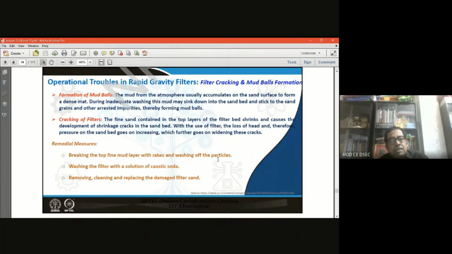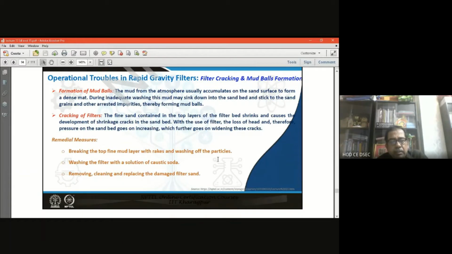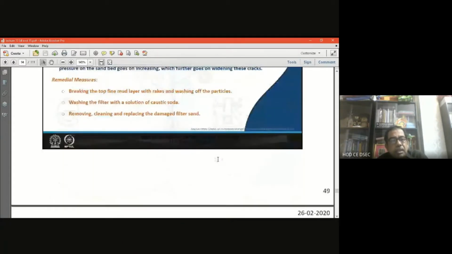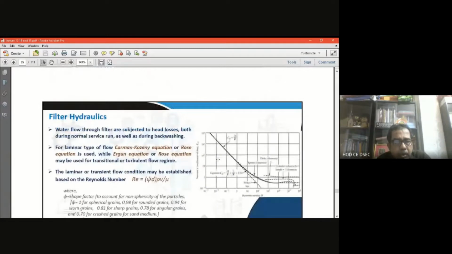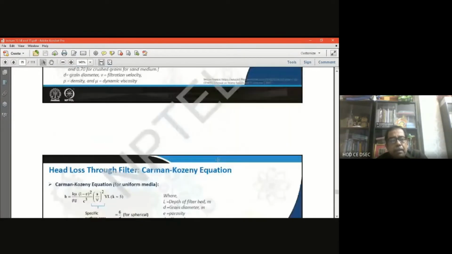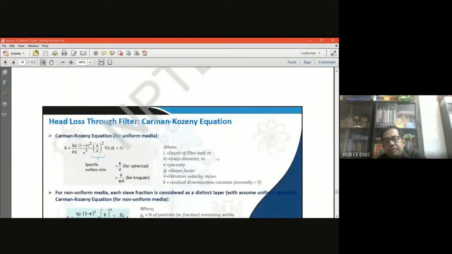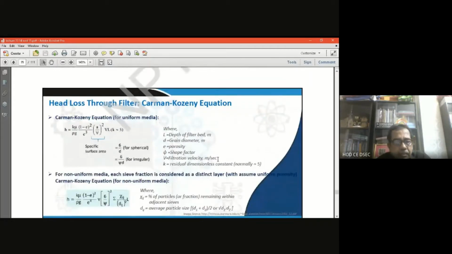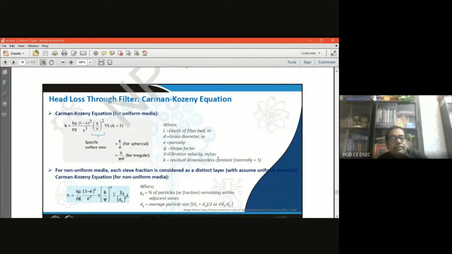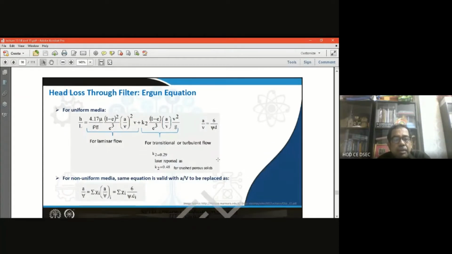So these are the operation troubles I have discussed in the rapid sand filter, and how to get the remedy. What are the remedies to get rid of these troubles? That also I have discussed. Mostly the importance of backwash in the rapid sand filter I have described to get rid of these troubles which are formed by the air binding, mud balls, and the cracks in the filters due to huge head on the filter. Okay.